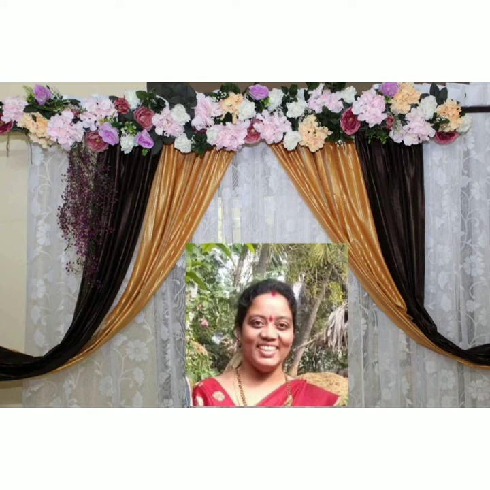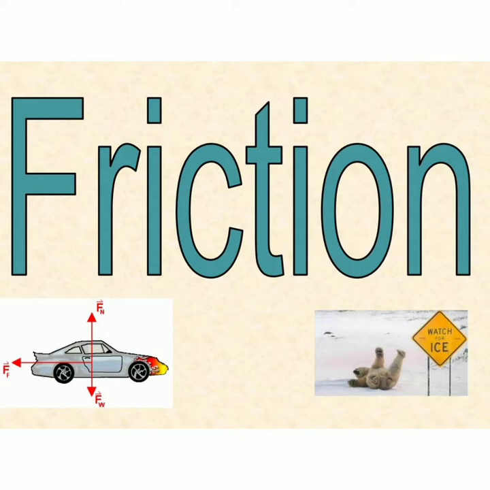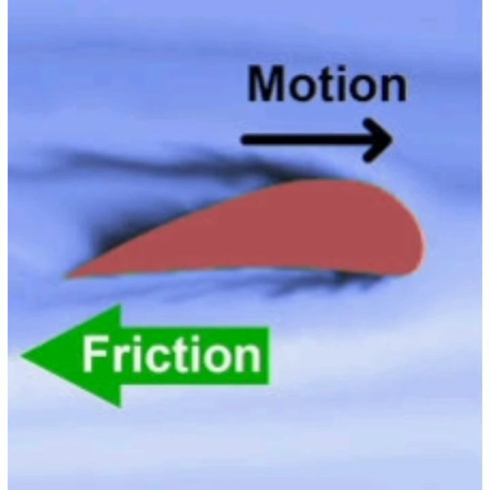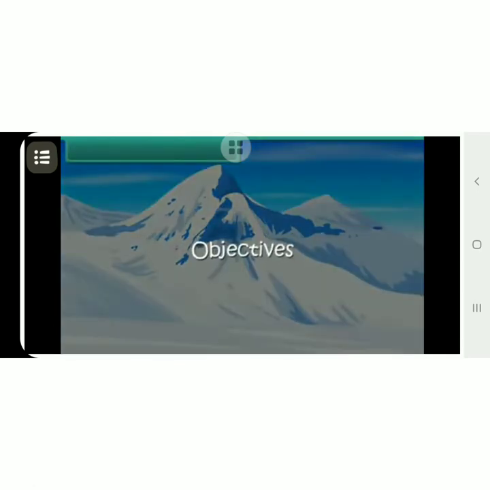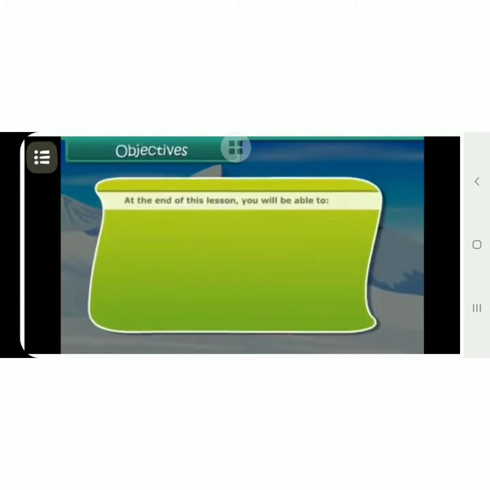Today let us learn the chapter friction from class 8. So already we have learned friction is the opposite to the motion. Towards the motion, it will always be in the opposite direction. So now let us learn the objectives of friction.